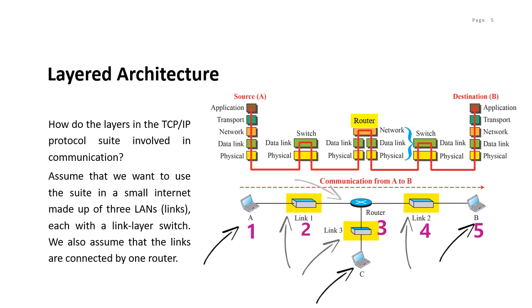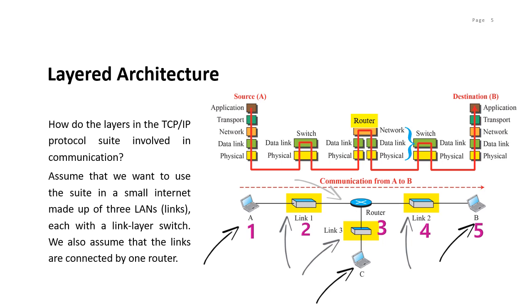Okay, each link may be using different link layer and physical layer protocols. So this is why the router needs to receive a packet from link 1 based on one pair of protocols and deliver it to link 2 based on another pair of protocols.